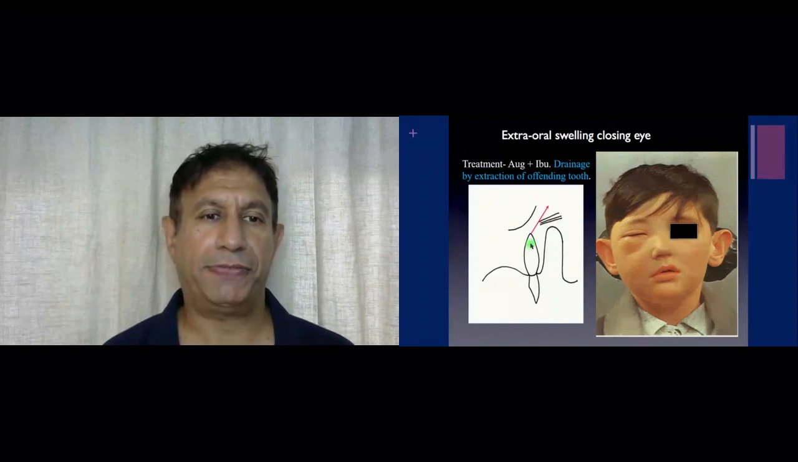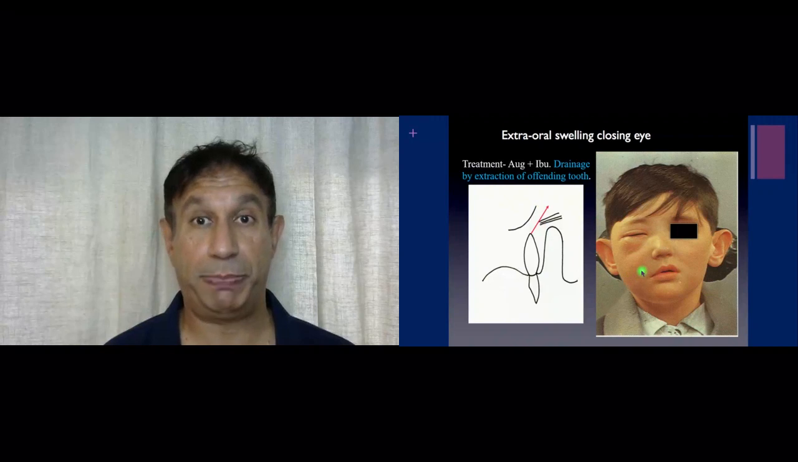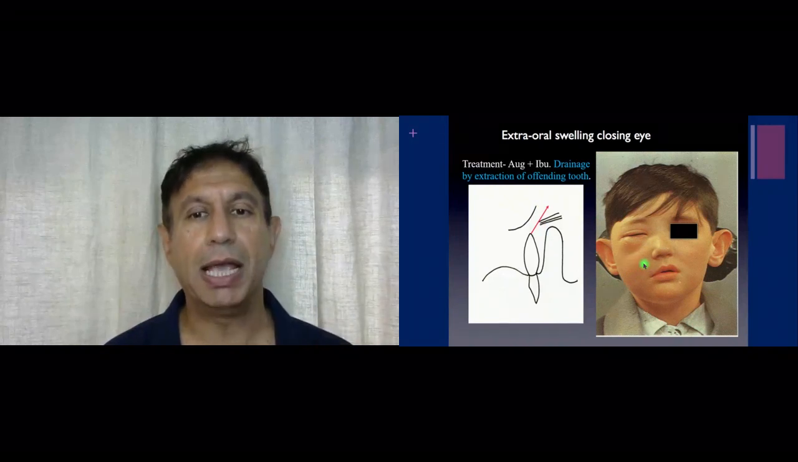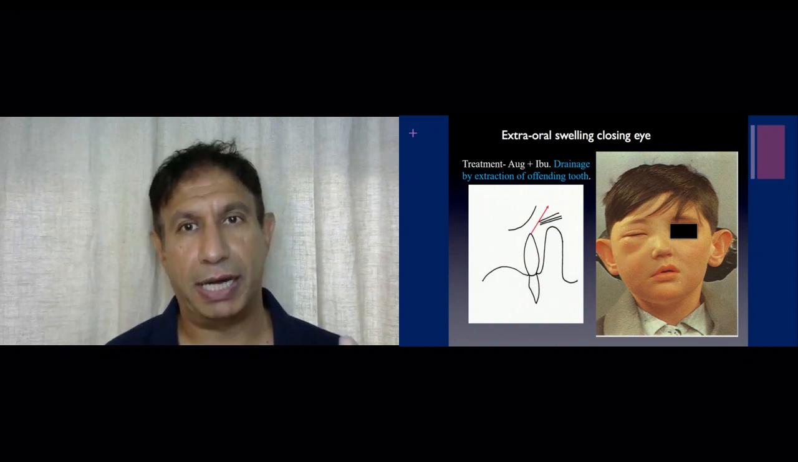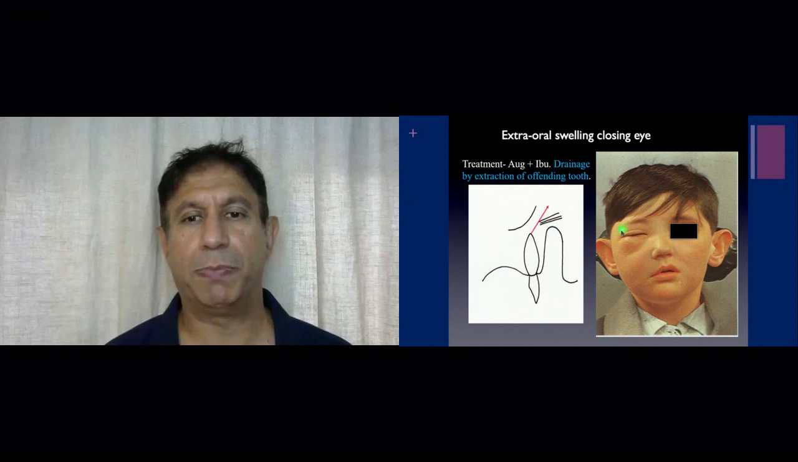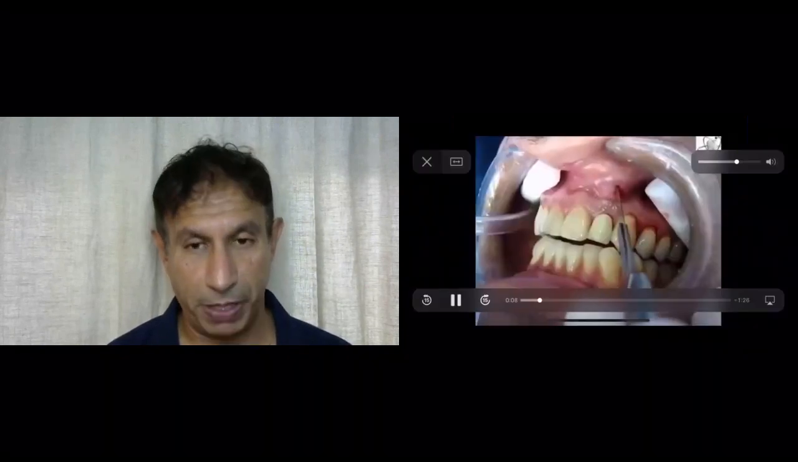What happens if the infection goes above the muscle attachment into the facial spaces? You get a buccal abscess. In this case, you might get a swelling around the eye. This swelling around the eye is not because of collection of pus, it is because of the blockage of the lymphatic drainage. And that is quite a common appearance.